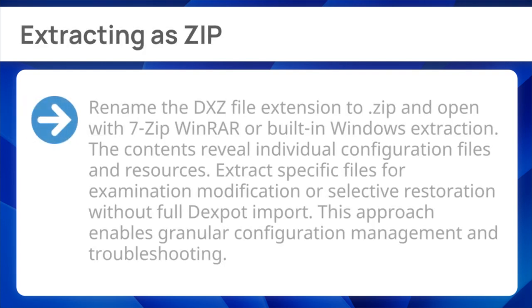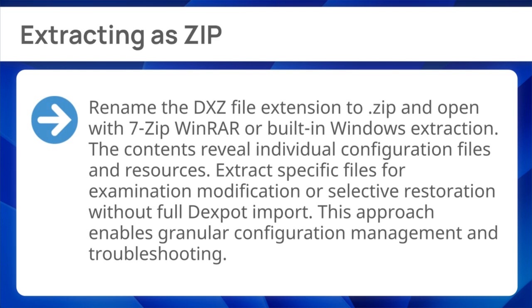Next, extracting as zip. Rename the DXZ file extension to .zip and open with 7-Zip, WinRAR, or built-in Windows extraction. The contents reveal individual configuration files and resources. Extract specific files for examination, modification, or selective restoration without full Dexpot import. This approach enables granular configuration management and troubleshooting.